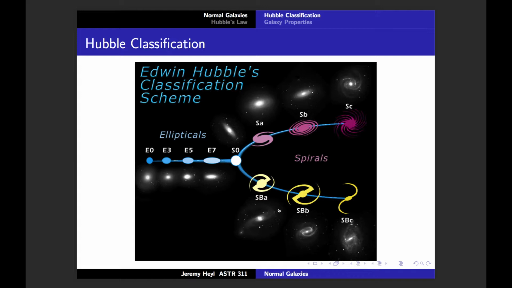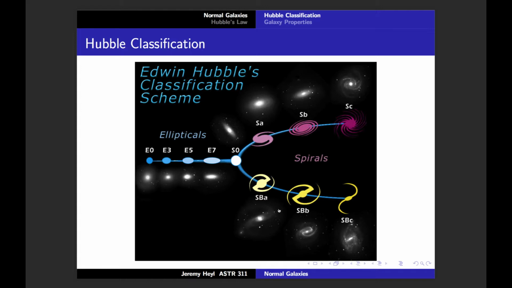So if we look at how we think about these different galaxies, we call this the morphological classification of galaxies. And morphology just means shape. So we're classifying them based on shape.